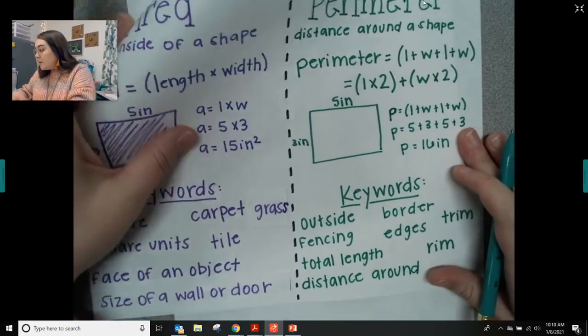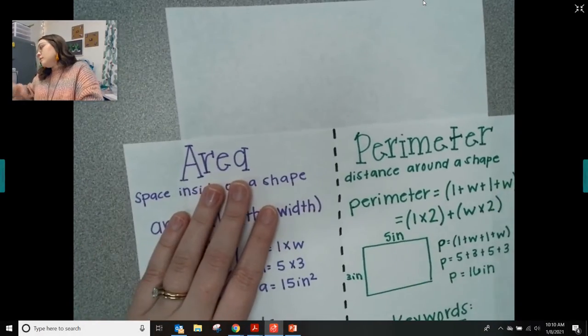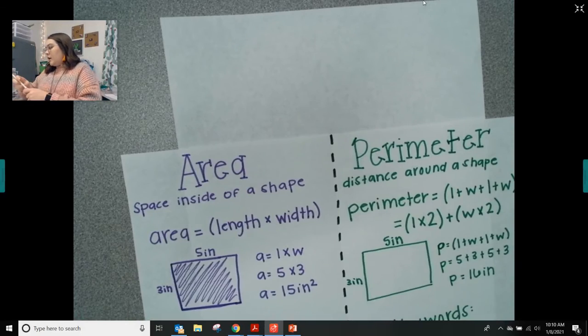So the perimeter you're going to think of as, sorry guys, my neck is kind of hurting me today.